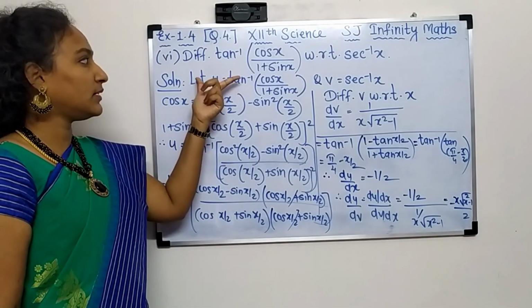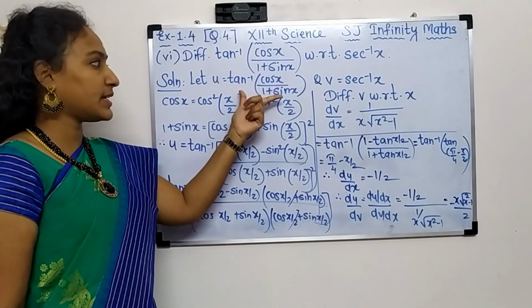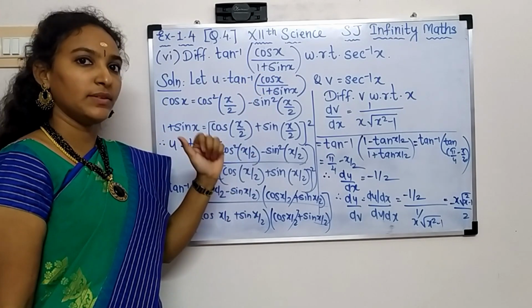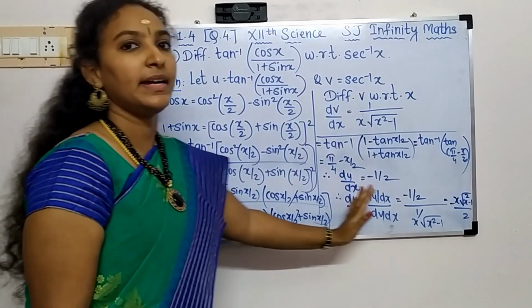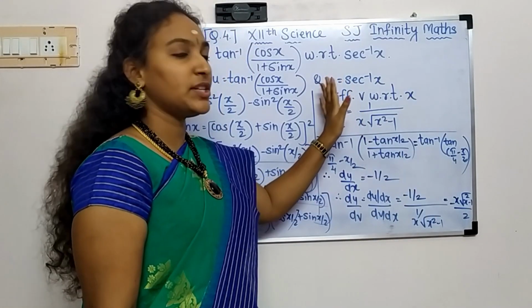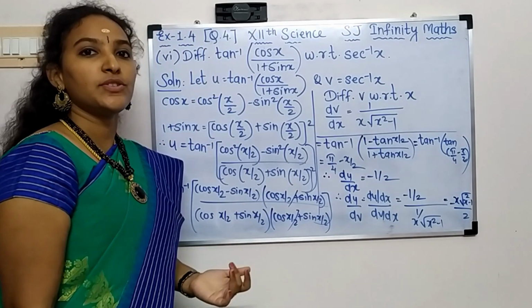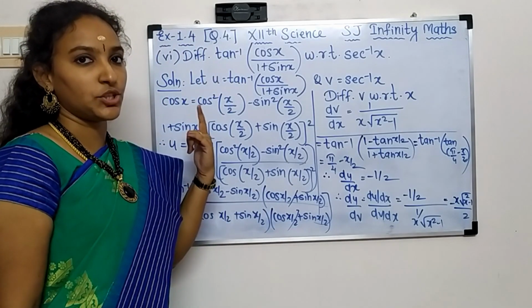First we have to consider u to be tan inverse cos x upon 1 plus sin x. Then substitute the formula for cos x and 1 plus sin x. Simplify and differentiate. Similarly differentiate v and find du by dt. So now we can solve the last question, that is question number 8.